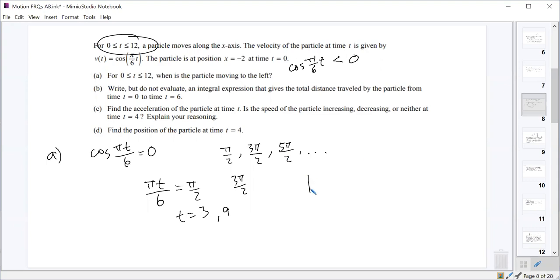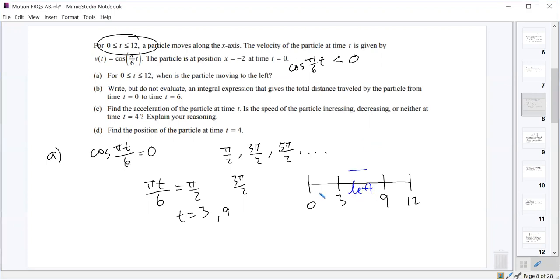So we'll make a chart here. We'll put the endpoints of our interval, 0 and 12. We'll put our two values where it's equal to 0. And we'll test things on each interval to see. Good? Everybody good with that? Okay. So something between 3 and 9, like 6. That'd be 6 pi over 6. That'd be the cosine of pi. What's the cosine of pi? -1. So we're moving left.